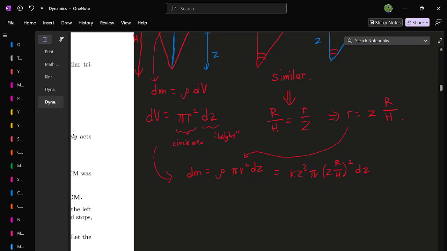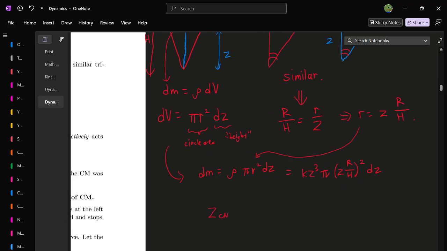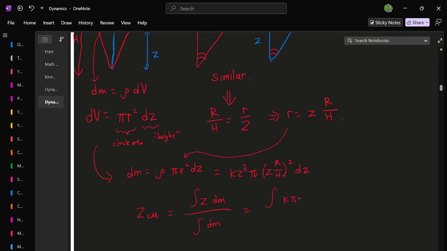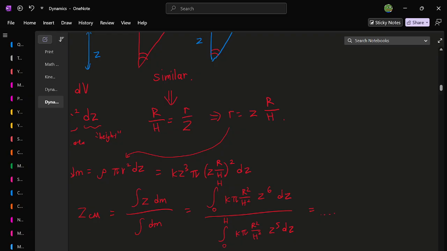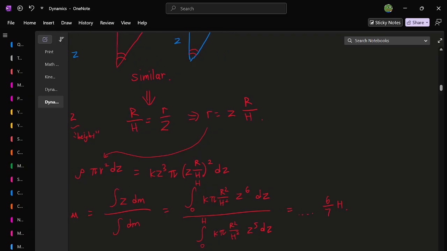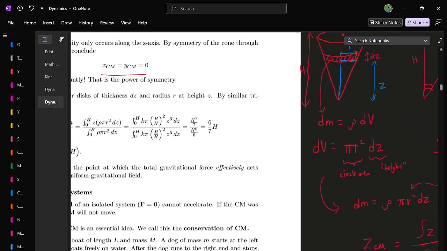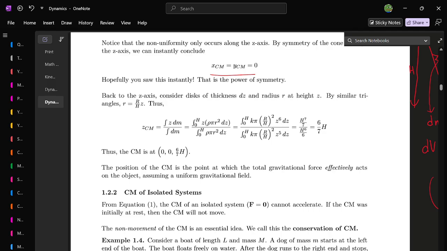And we have this. Then by definition, you can just plug in this, and that should give you this expression. We integrate from 0 to h, and just grind through all the math, you should get 6/7 h. Yeah, 6/7 h. So this is how you find the CM of a continuous mass distribution.